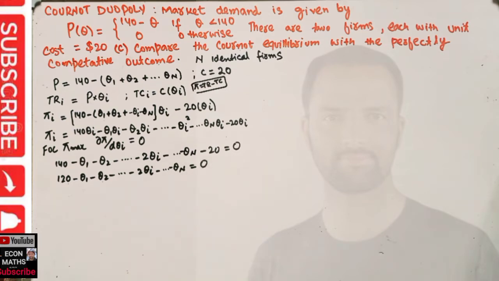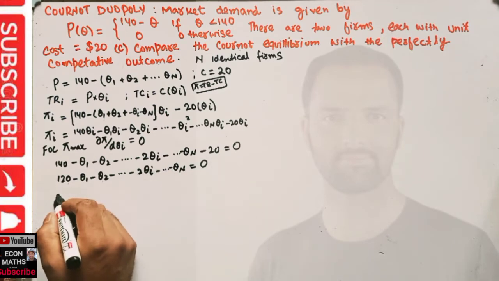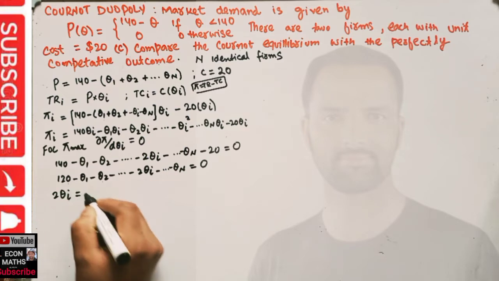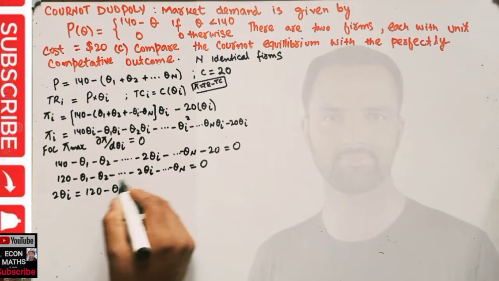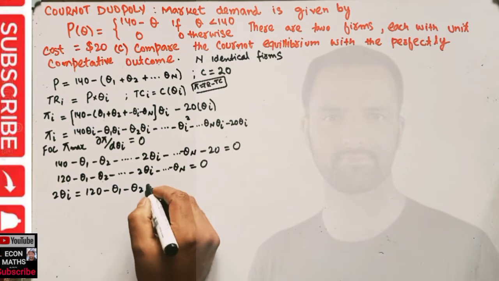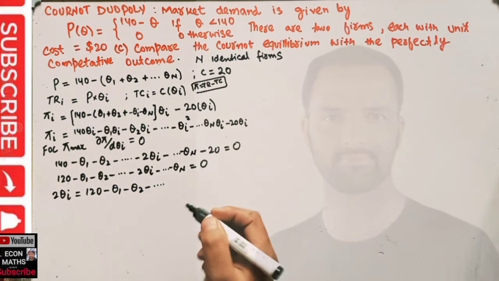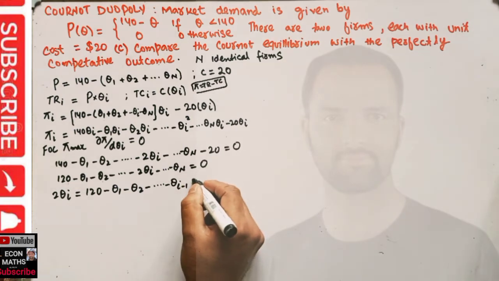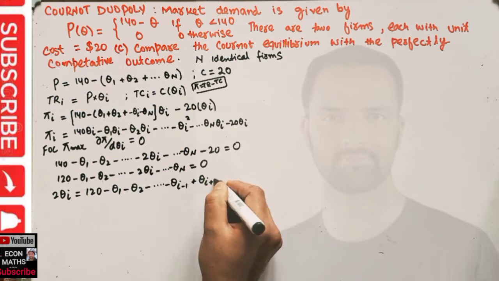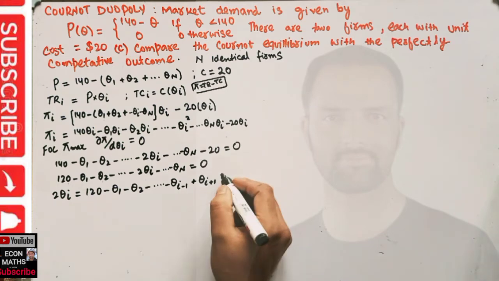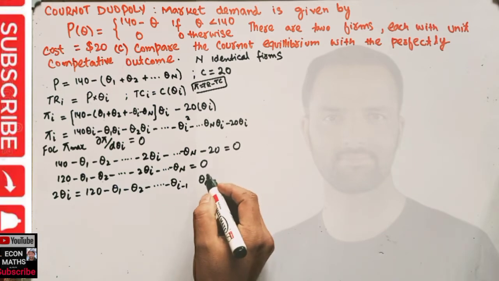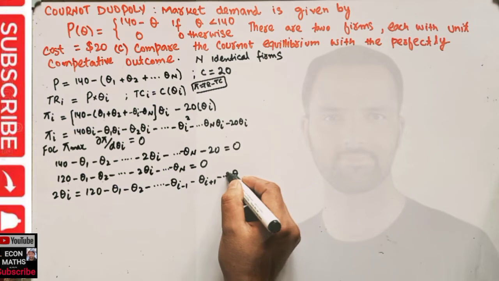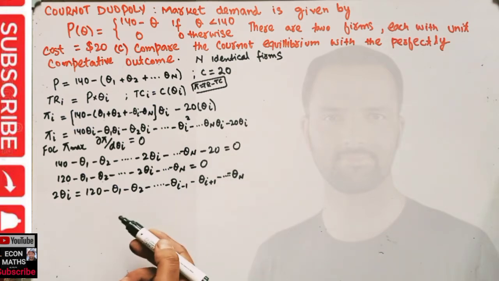is equal to 0. Now if I try to solve it for qi, if I transpose this term to the RHS, minus 2 qi will become plus 2 qi. So I will write here 2 qi is equal to 120 minus q1 minus q2. Since we have taken this out, what are we left with? We will have qi minus 1, one term will be this, plus qi plus 1, because the qi term we have transposed to the LHS, and so on up to minus qn. Now let us solve it for qi.